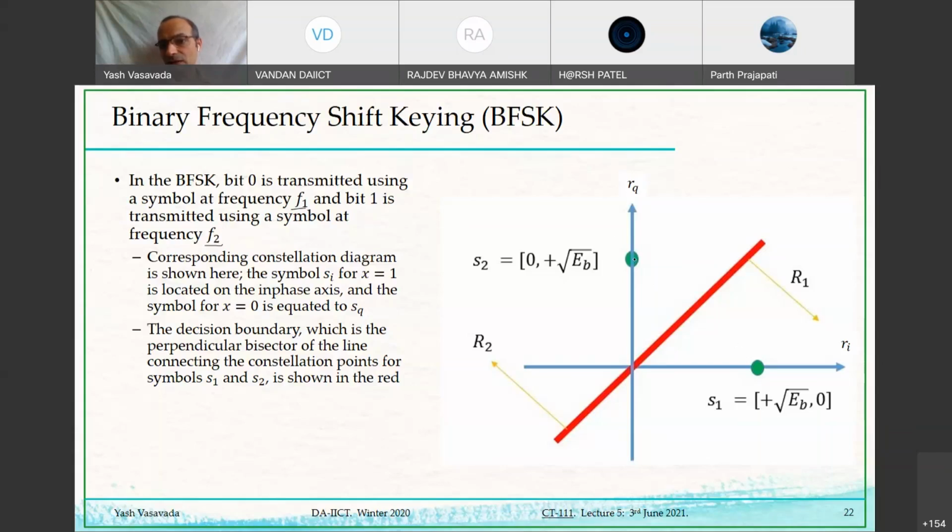Alternatively, you may say that it's 1D because I can connect these two points by a straight line. But it still is not 1D because this straight line doesn't pass through the origin. And then finally, decision region R1 is going to be on this side of the red line. R2 is going to be on the other side of the red line. And the red line is nothing but the perpendicular bisector of this black line that I have drawn.